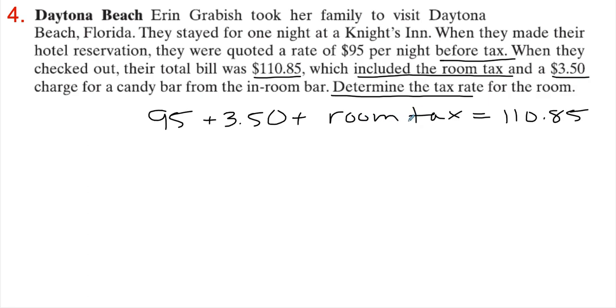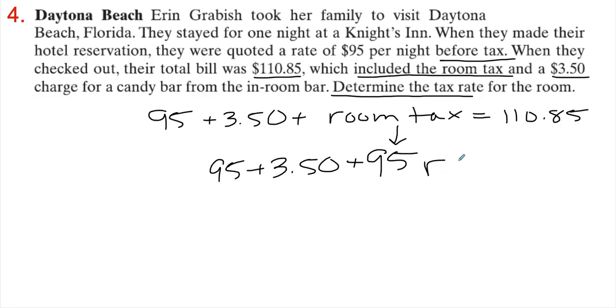So remember, like sales tax, you go to Walmart and you buy a toy or something like that, you're paying a sales tax on the normal price. So this room tax is going to be extra on top of our $95. So that would be $95 times that tax rate, and maybe we'll just call that R. That's how we would write this out, okay? So we got our 95 plus our 3.50 plus 95R, that's that rate we don't know. All that together is equal to 110.85, okay?